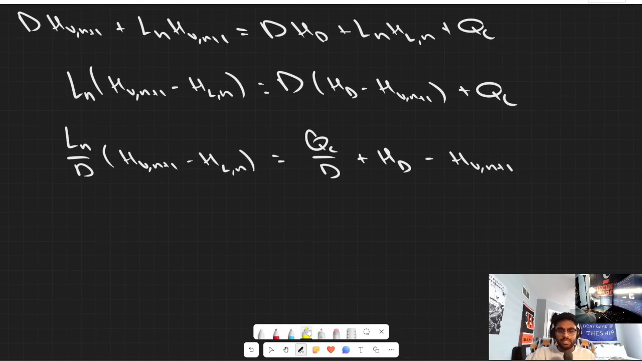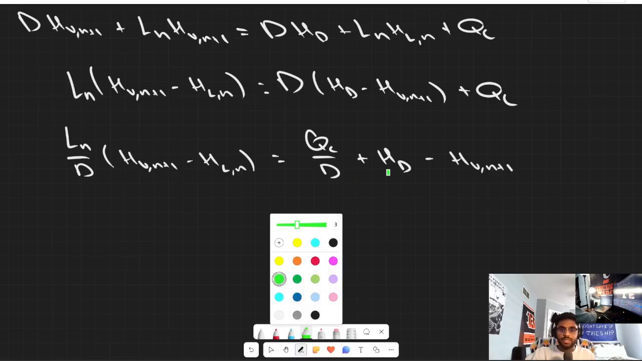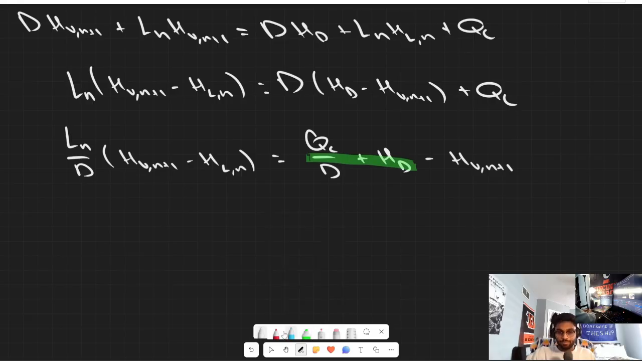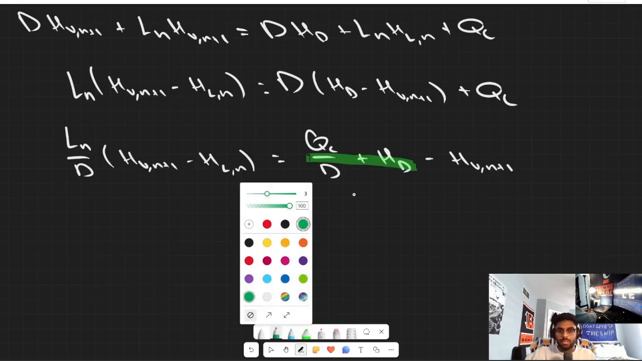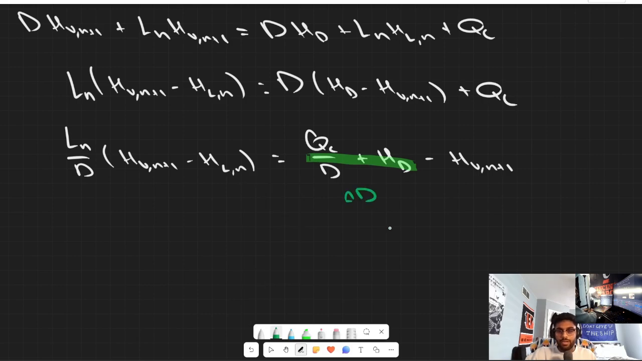And the reason that I did it this way, and it'll make things easier to point out later, is that this point here, and I'll write this in green just to match up, this is our difference point in the rectifying section. This QC over D plus HD. So this is our cooling power over the distillate flow rate plus the distillate enthalpy, which will give us the difference point in the rectifying section. And when we go back to the Ponchon-Savarit diagram, I'll show you just where this lies on that graph. But this is a very important piece to have in the back of our pocket.